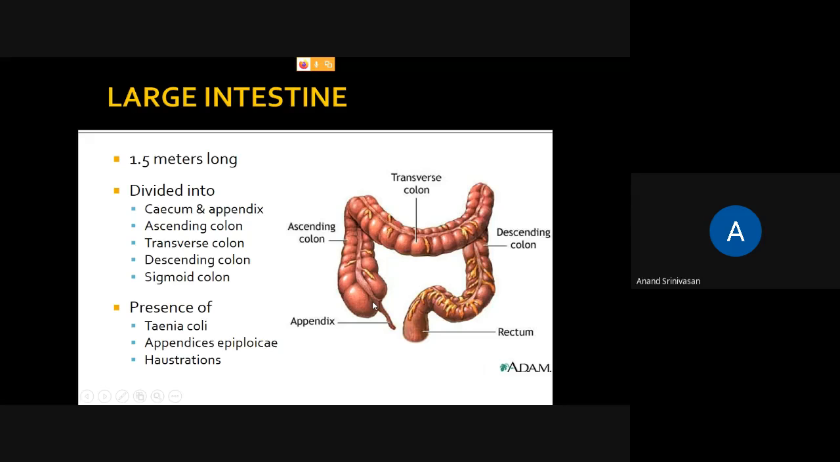So the large intestine has the cecum and appendix, ascending, transverse, descending, and sigmoid colon. And how do we identify it? We identify it by the presence of tinea coli, the presence of appendices epiploicae, and haustrations. So these are the different parts of the large intestine.